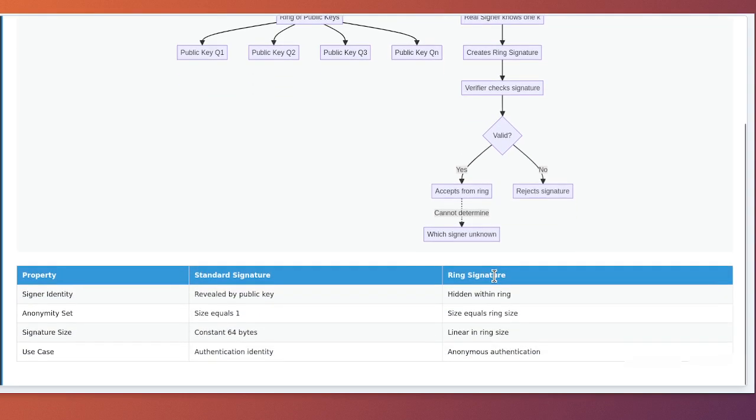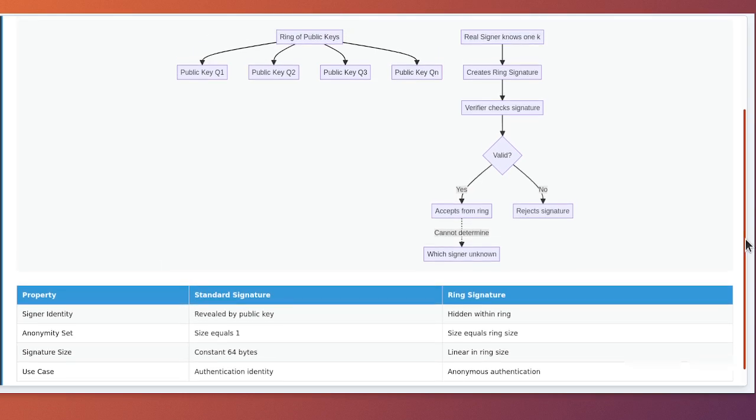Let's examine how ring signatures work mathematically. Suppose we have a ring of n public keys, Q1, Q2, up to Qn, where each Qi equals Ki times G. One signer knows one of these private keys, say Kj, and wants to create a signature that could have been created by any member of the ring. The challenge is to construct a proof that convinces the verifier that the signer knows one of the discrete logarithms, without revealing which one. The most common ring signature construction is based on the Schnorr protocol, extended to handle multiple public keys. Here is a simplified version.